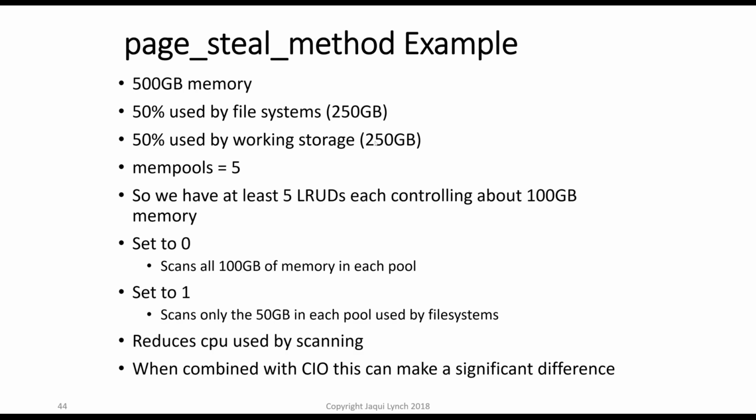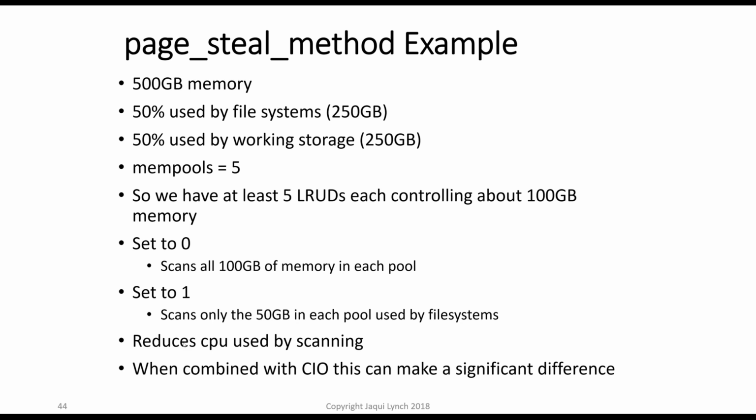To give you an example of what would happen, I've used very simple numbers. Basically I've got 5 memory pools, so I've got 5 LRU daemons, and given that I have 500 gig of memory, each LRU daemon would control about 100 gig of memory. When I look at this, I've got a 50-50 split. If I have this set to 0, when I'm looking for memory, I'm scanning all 100 gig of memory in every pool. If I have it set to 1, I'm hopefully going to scan just the 50 gig in the file systems pool and get what I need, and then I'm done.